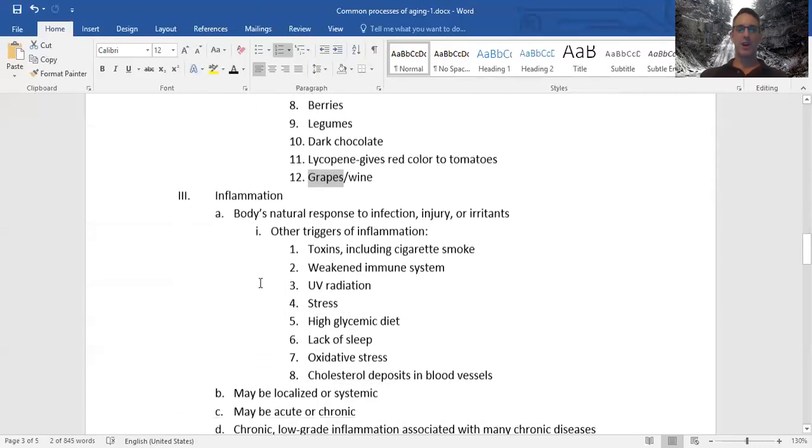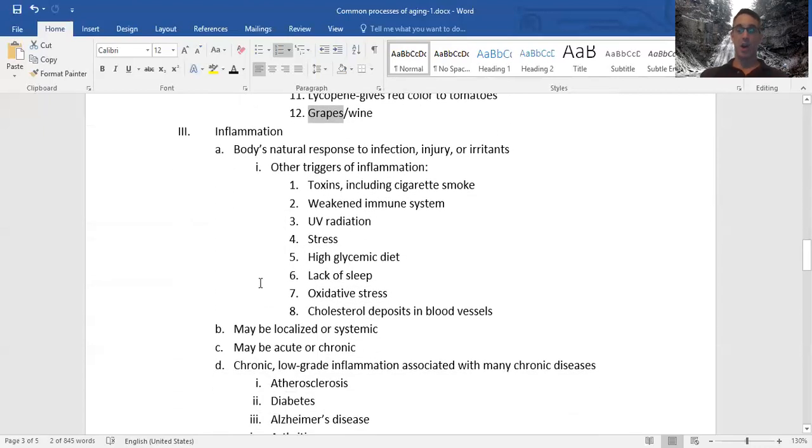All right, our next cause of a common process of aging, and that's inflammation. And you may be saying, inflammation, why would that be associated with aging? Because it is. We often think of inflammation as a response to injury or infection. And indeed it is. Or it mentions here irritants as well. There are also some other things that will trigger inflammation.